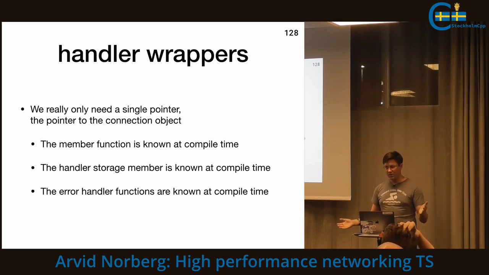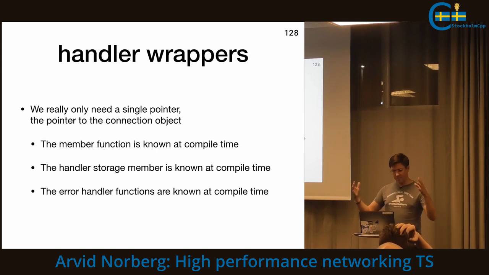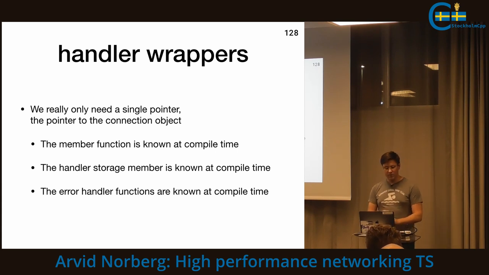So you're sort of bloating your handler if you're just naively putting them together, wrapping them. The member function is known at compile time. Which member function do we want to run? We don't actually need to store the member function pointer in the handler. It's known. The handler storage is known at compile time also, given the connection object. And the error handler functions are also known at compile time. They don't even have to be a polymorphic interface for them.